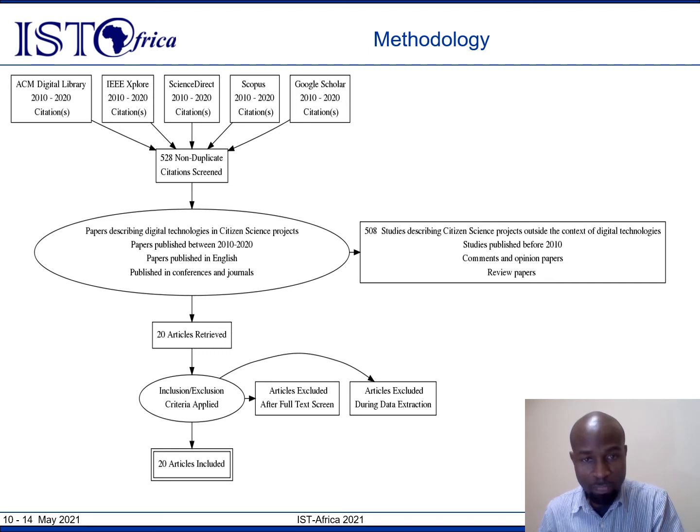At the end of the day, 508 papers were excluded. Studies published before 2010 were excluded. Comment and opinion papers were excluded. Review papers were excluded. Citizen science projects outside the context of digital technologies were excluded. 20 articles were reviewed, and the data analysis carried out was thematic analysis.